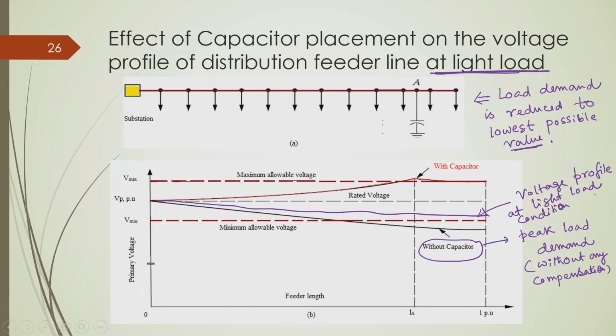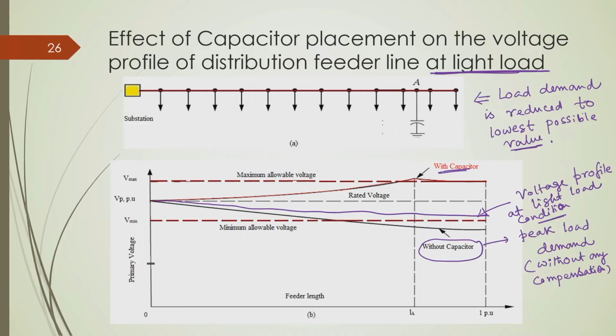Okay. This is also without compensation. Now, with this capacitor, that means by keeping this capacitor compensation fixed, which we obtain from this previous scenario, that is when this load demand was at peak, and at that time what could be the capacitive compensation, so that we can bring out those nodes from the problem of those nodes who are suffering from this under voltage problem.